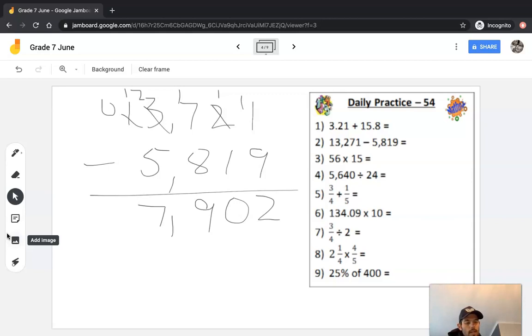So 2 plus 9 is 11. Yes, that works out. 0 and 1 is 1. Yes, that works out. 9 and 8 is 17. That works out. 7 and 5 is 12. And that's pretty much what we're left with. And now I know if all of those things work out, I can move on confident knowing that I got that calculation correct.